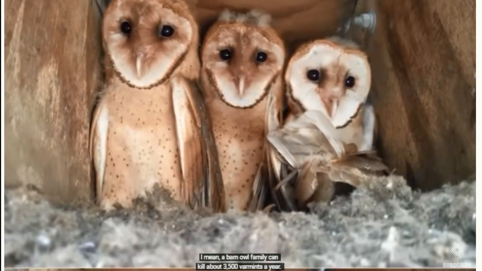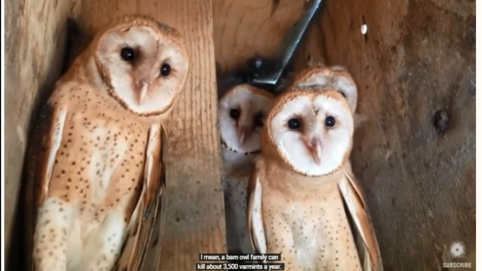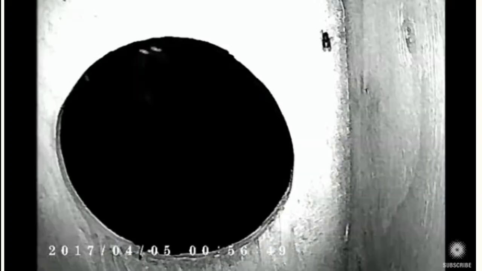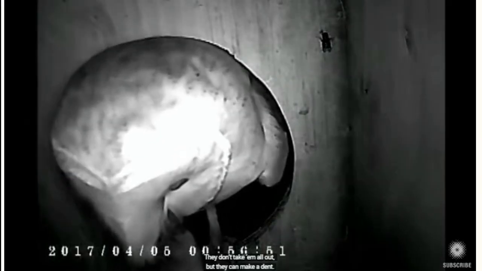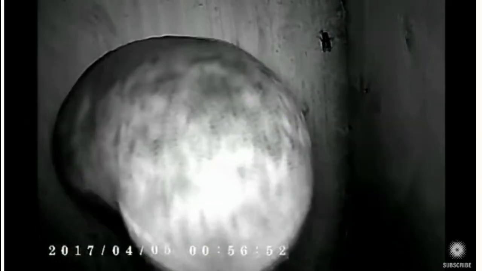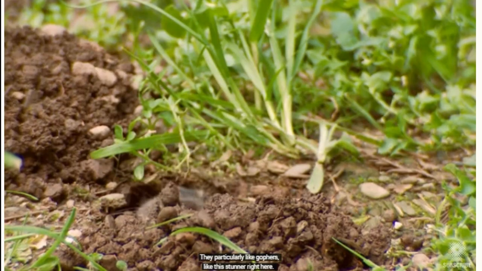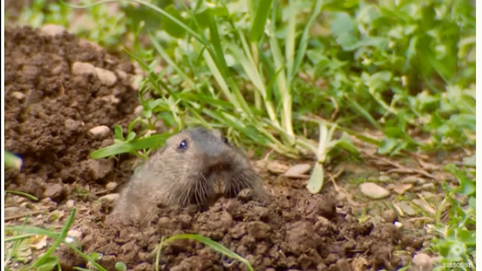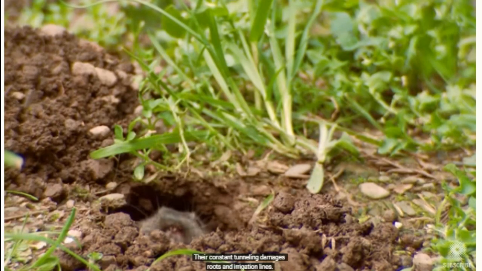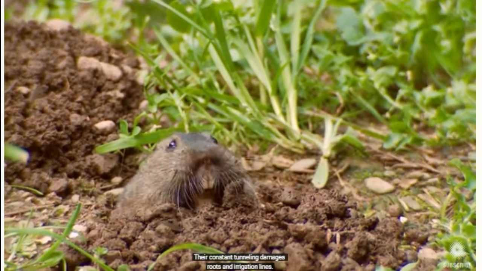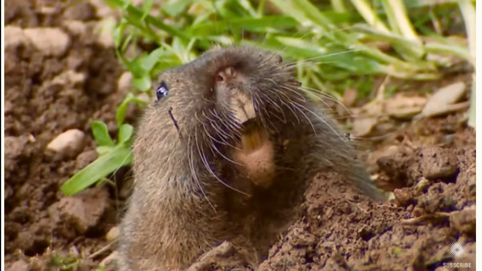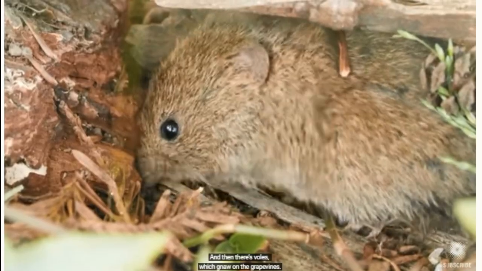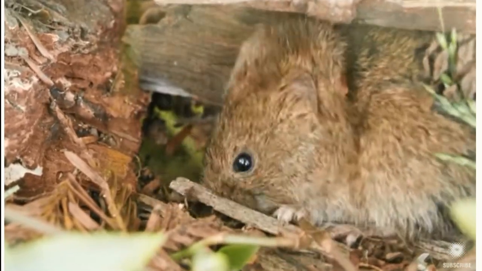I mean, a barn owl family can kill about 3,500 varmints a year. They don't take them all out, but they can make a dent. They particularly like gophers, like this stunner right here. Their constant tunneling damages roots and irrigation lines. And then there's voles, which gnaw on the grapevines.